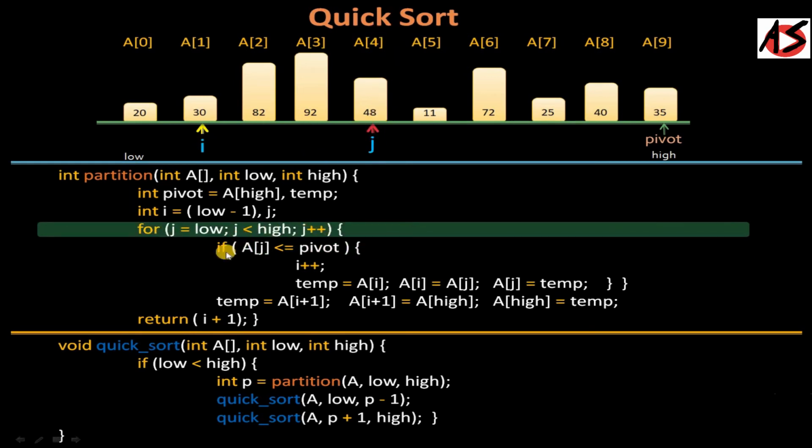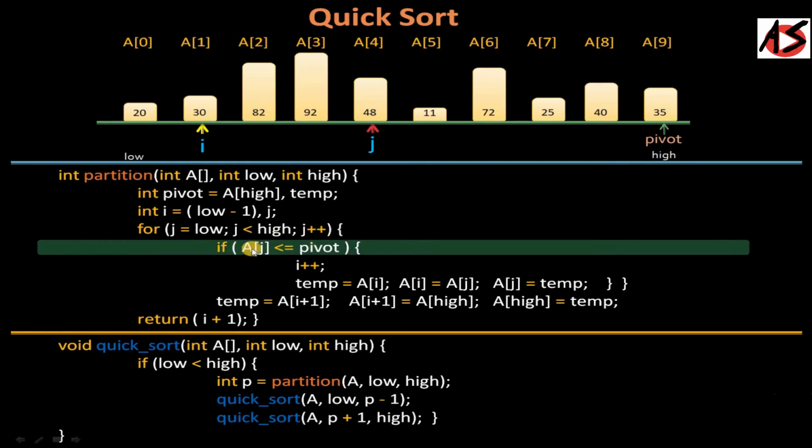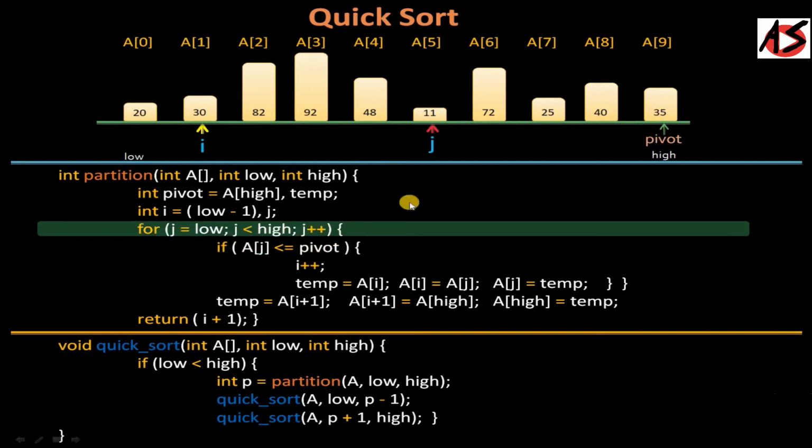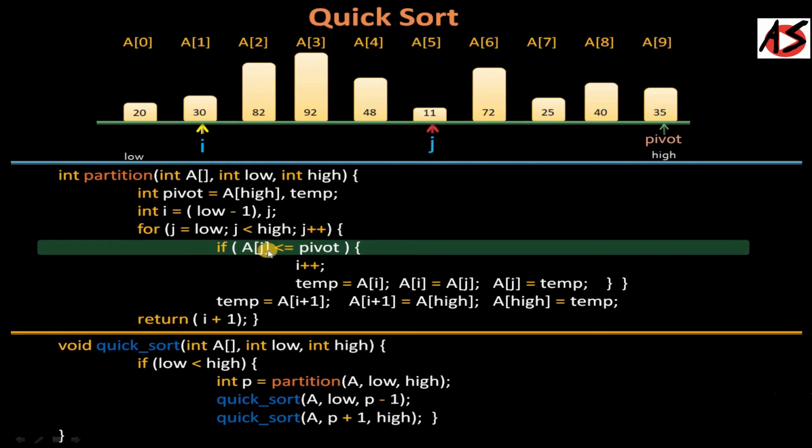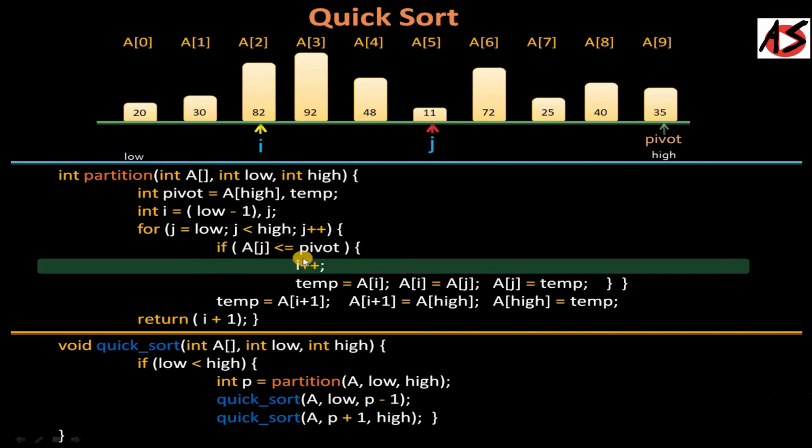Now your j is on 4. 4 is less than 9. Condition true. So you check the condition: A[j] less than or equal to pivot. So 48 less than 35? Condition false. You are moving ahead. Your j is now 5. 5 is less than 9. Condition true. So you check another condition, that is A[j], that is 11, less than pivot, that is 35. Yes, 11 is less than 35.